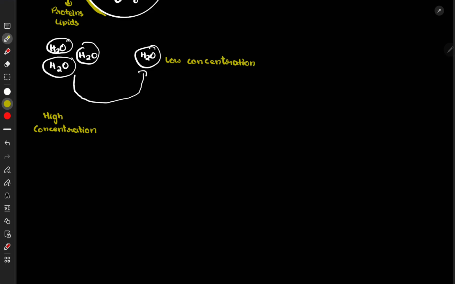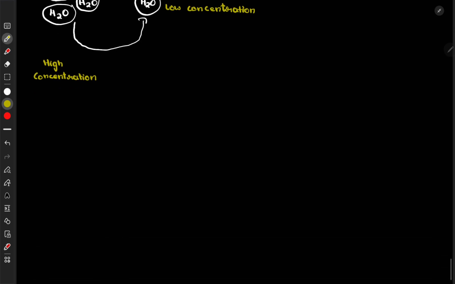Fine. Now this movement can take place through two methods. They are osmosis and diffusion. Now, what is the major difference between these two, which we will discuss later? What is osmosis and what is diffusion? First, let's understand diffusion.